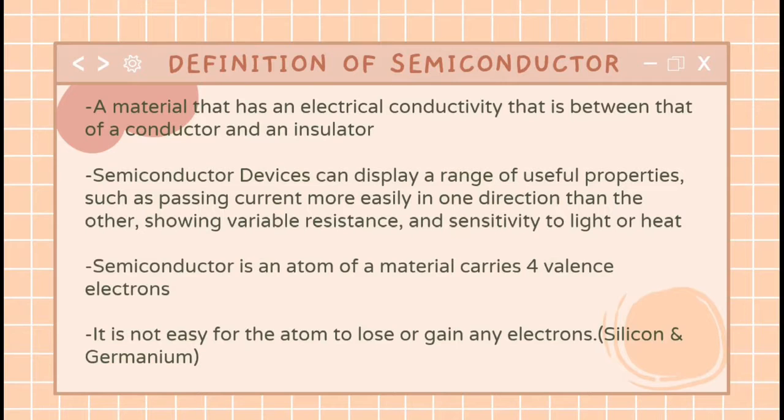Definition of semiconductor. It is a material that has an electrical conductivity that is between that of a conductor and an insulator. Semiconductor devices can display a range of useful properties such as passing current more easily in one direction than the other, showing variable resistance and sensitivity to light or heat. Semiconductor also is an atom of a material that carries 4 valence electrons. It's also not easy for the atom to lose or gain any electrons, such as silicon and germanium.